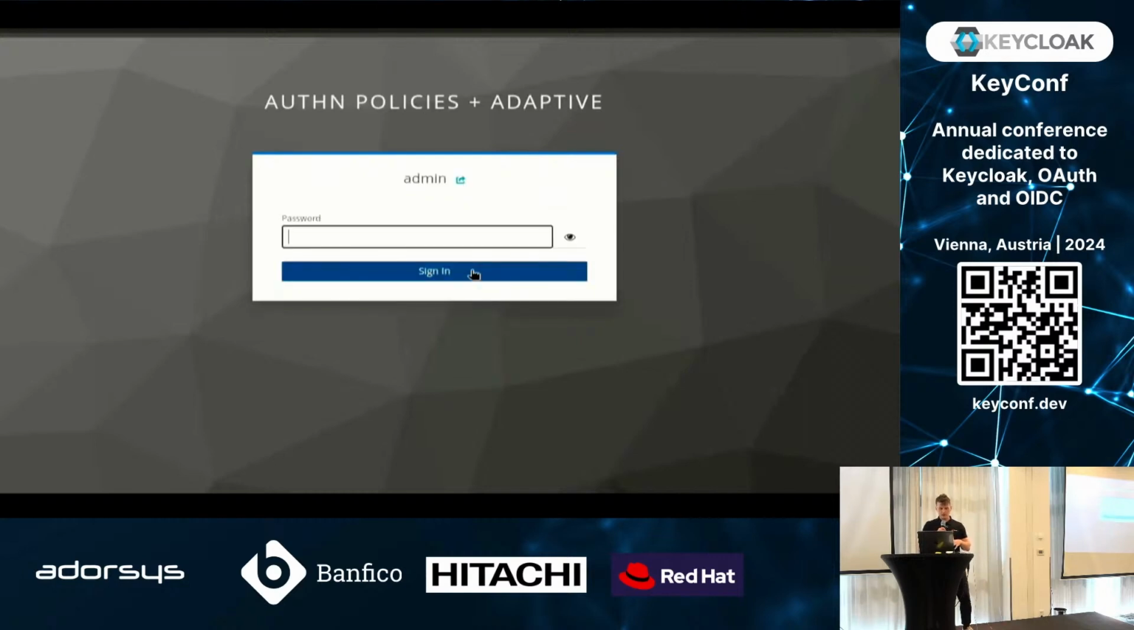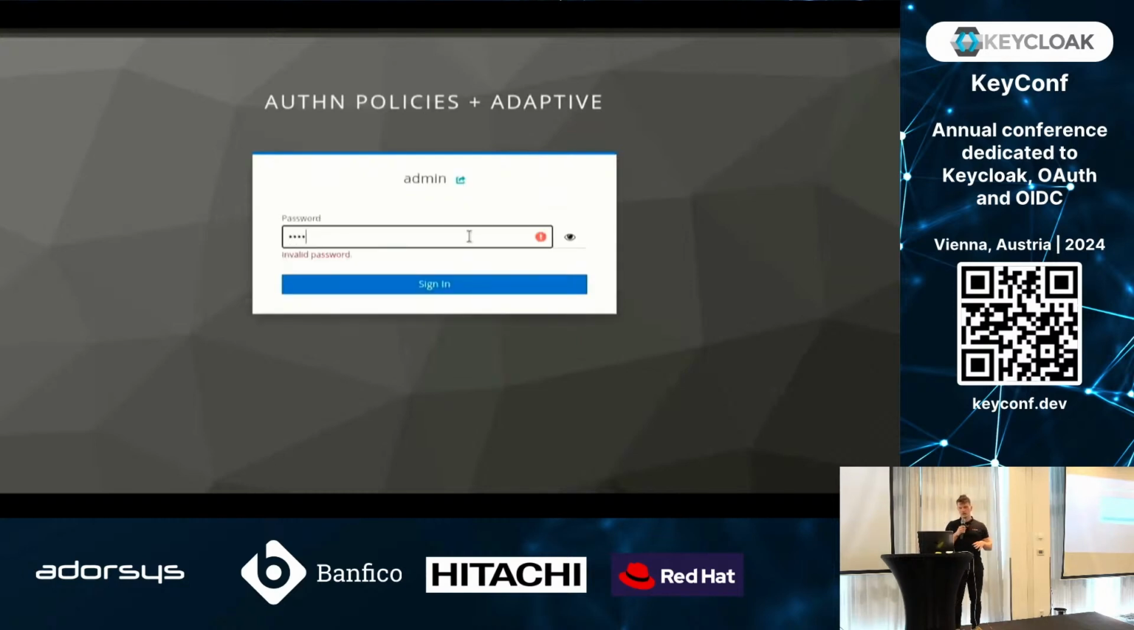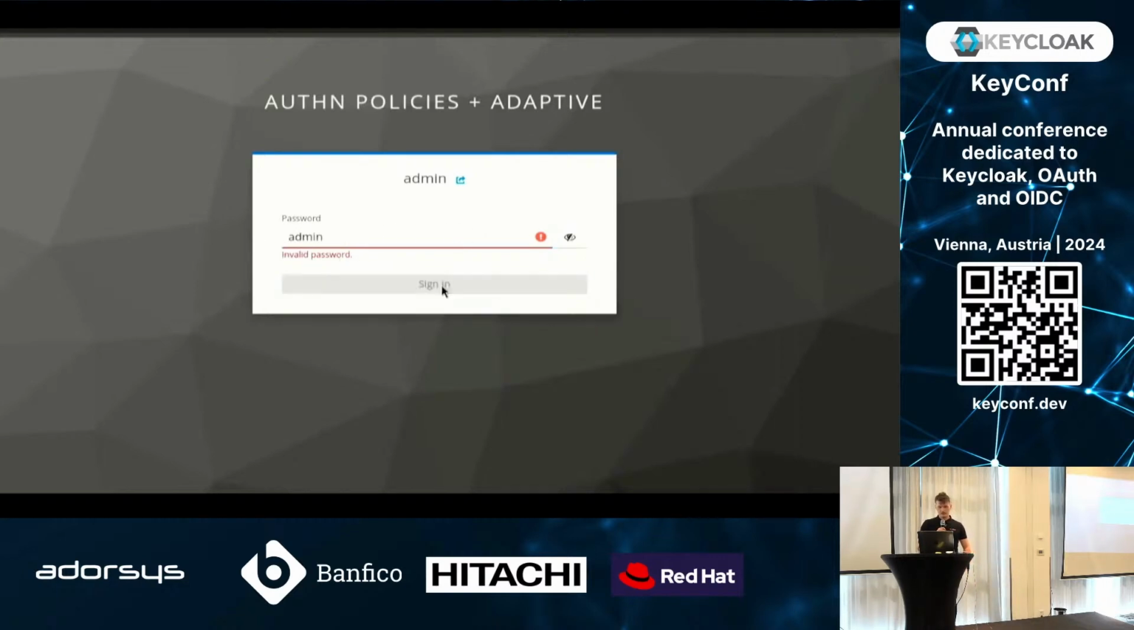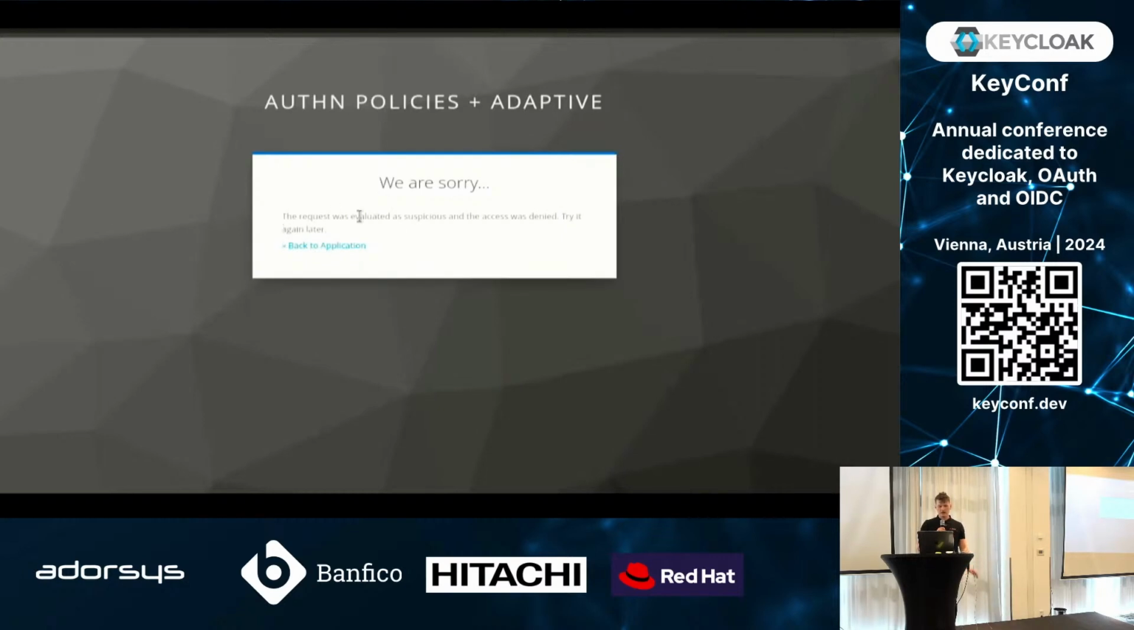When we try to do the brute force attack on the admin user, we are touching sensitive resources and everything, so the risk can be calculated as high. When we try it, the calculation is done and the request was denied with the proper error message.